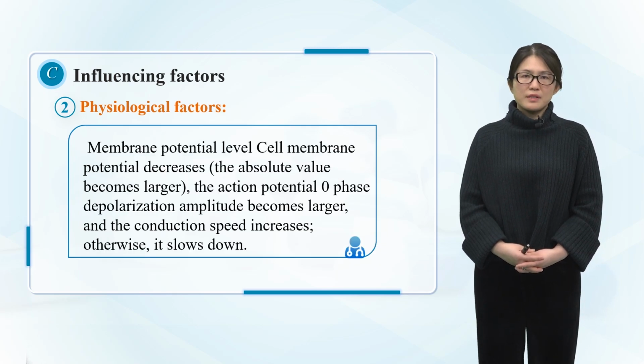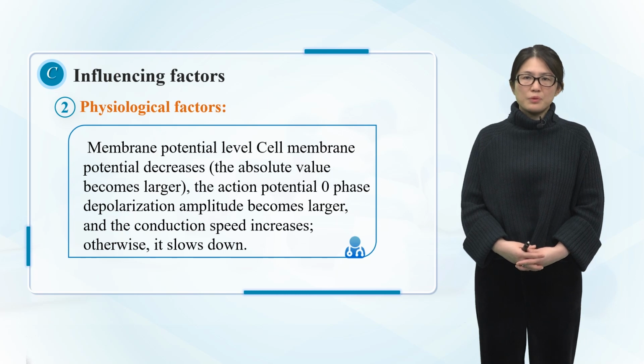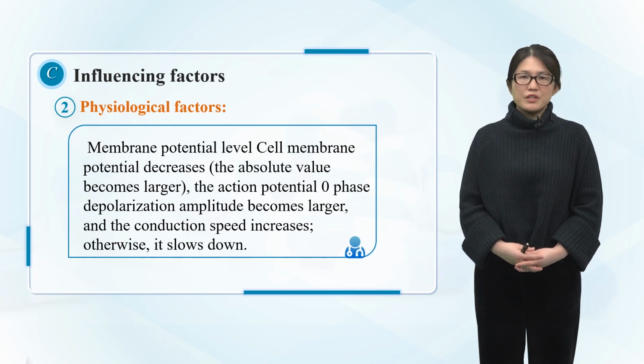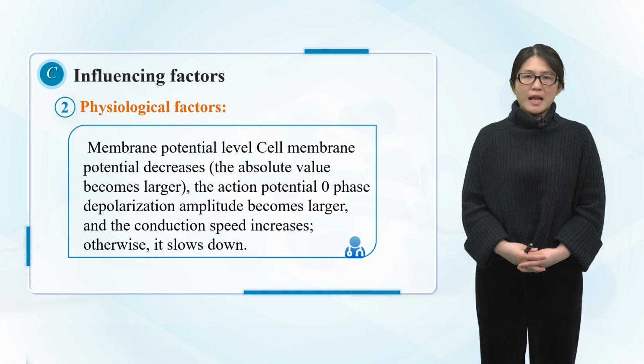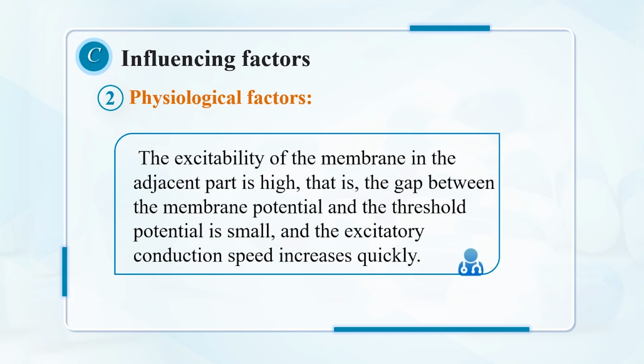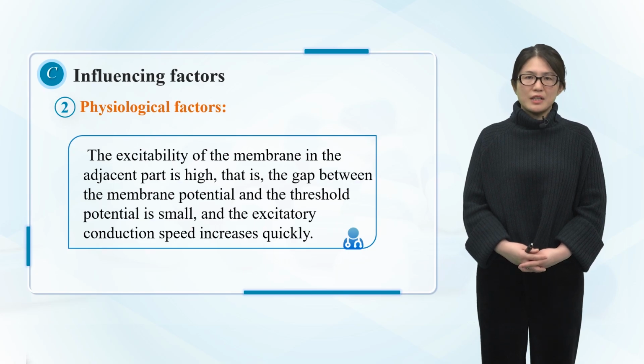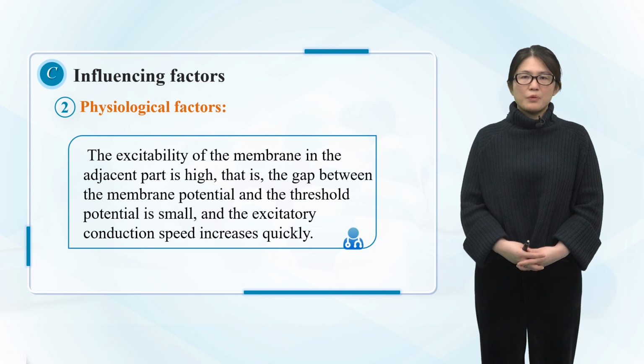Membrane potential levels: when the cell membrane potential decreases, the action potential zero-phase depolarization amplitude becomes larger, and the conduction speed increases. The excitability of the membrane in the adjacent part is higher, that is, the gap between the membrane potential and the threshold potential is small, and the excitation conduction speed increases quickly.